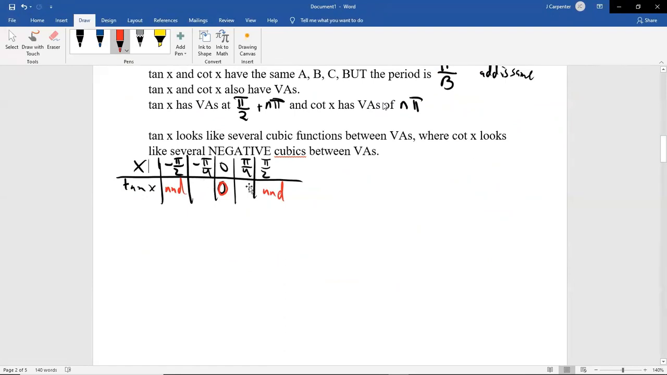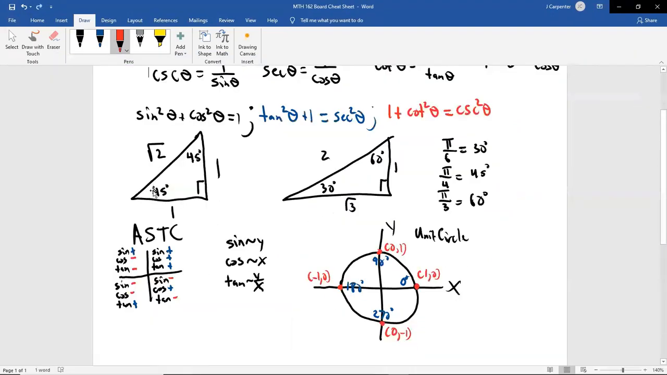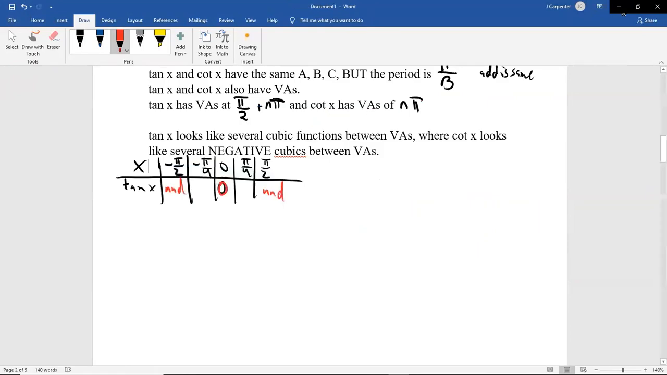The negative pi over 4, we're just going to use the reference triangles. So pi over 4 is 45 degrees. Tangent of 45 is 1 over 1. So the tangent of 45 is 1. So this is a positive 1 here. That's positive 45 degrees. Negative 45 degrees, though, puts us in quadrant 4. Tangent's negative in quadrant 4, which makes that a negative 1.